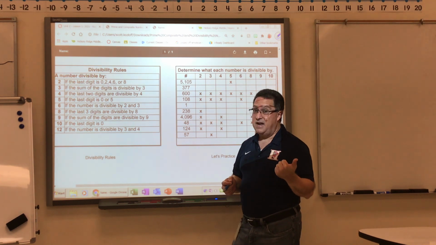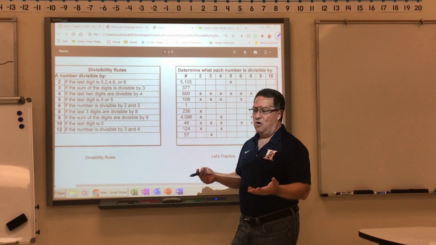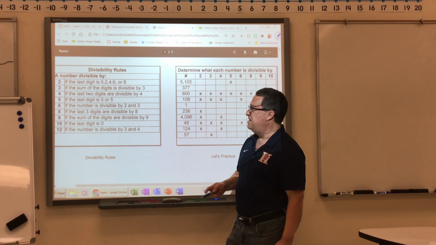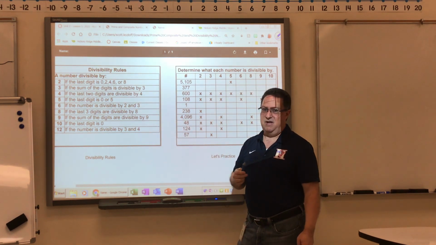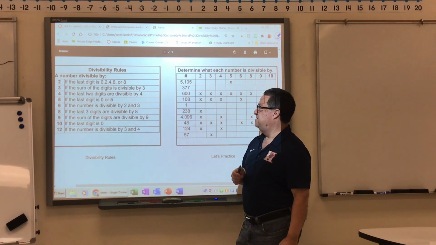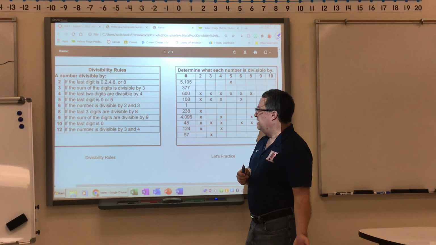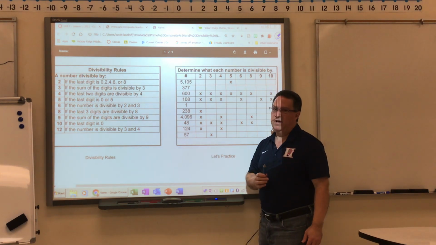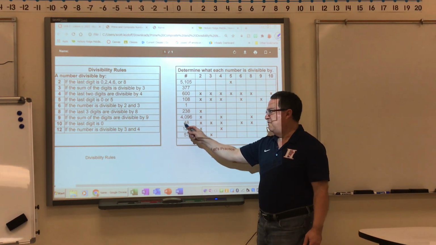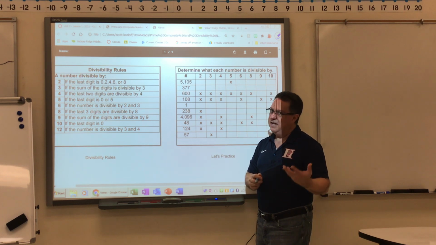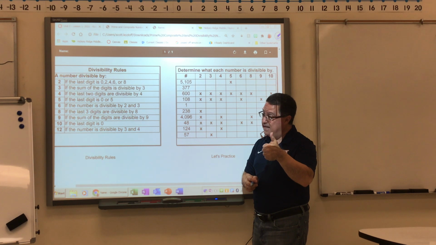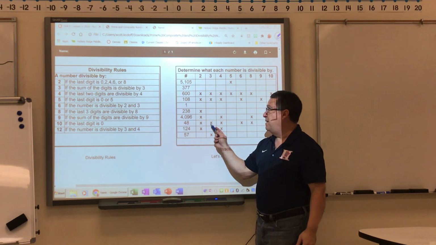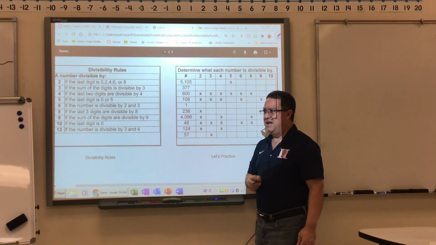0, 2, 4, 6, or 8. That means that they are all divisible by 2 because they're even numbers. There's also a rule for 3. If the sum of the digits is divisible by 3, okay? That's kind of funky, but let's take the number 48. If I add 4 plus 8, I get 12. And is 12 divisible by 3? Yes, it is. So automatically you know that that is divisible by 3.